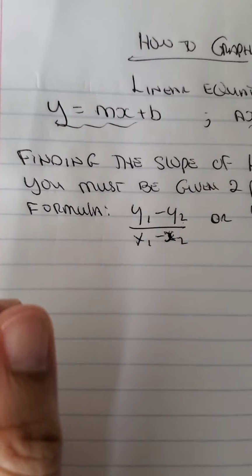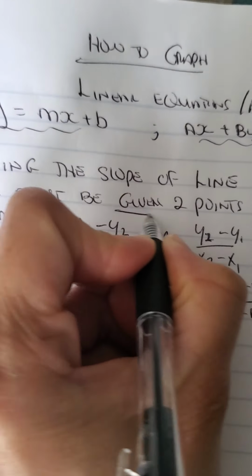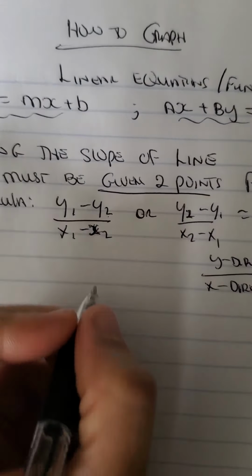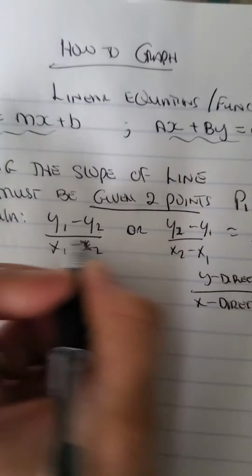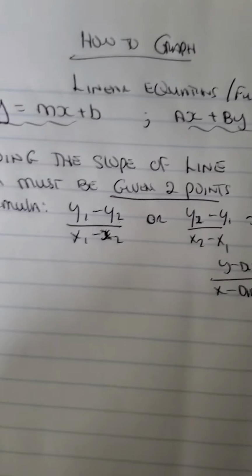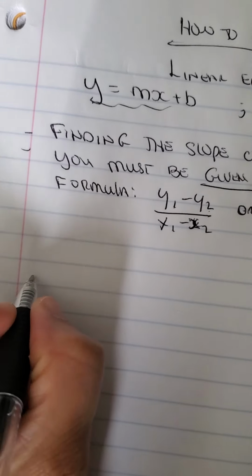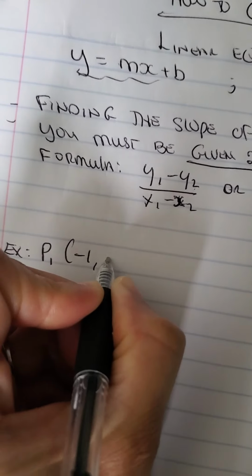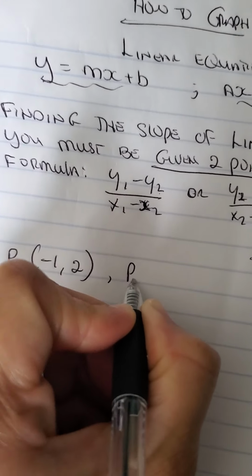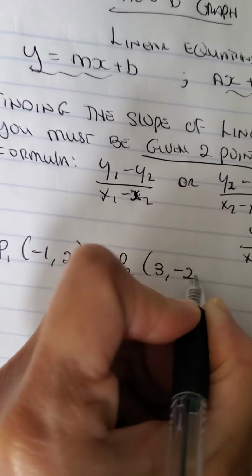So like I said, finding the slope is really a plug and play. You must be given 2 points, and then you just evaluate those 2 points into either of these formulas. And I'll do it both ways to show you that they work. So let's start with an example. Let's say we have 1 point equaling (negative 1, 2), and we have another point equaling (3, negative 2).